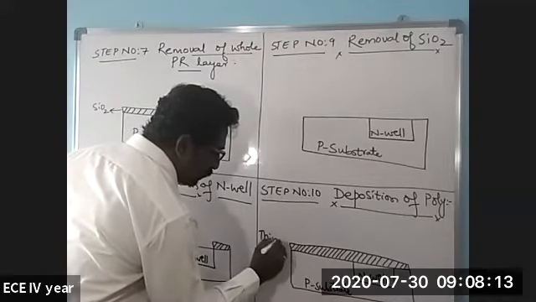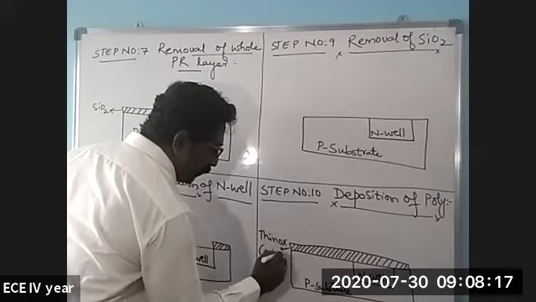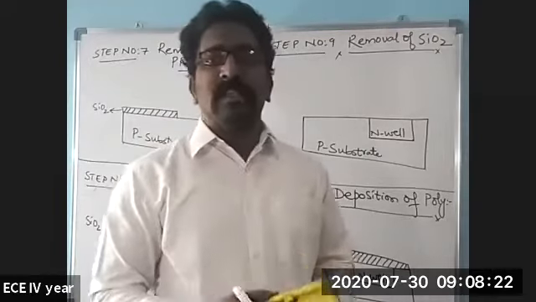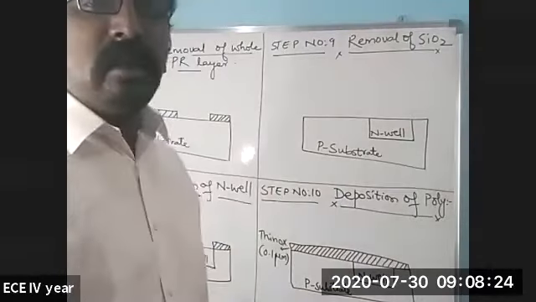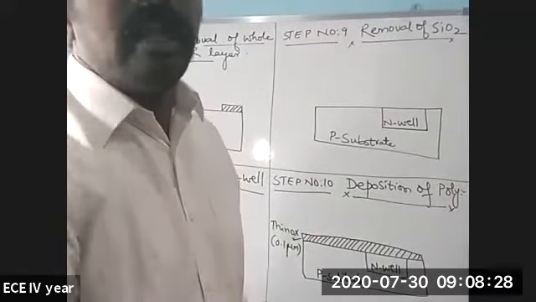Thinox means it's a thin oxide. So this is your thin oxide of 0.1 micrometer. Now first, Thinox will be deposited upon the N well. Thinox is deposited on the N well.